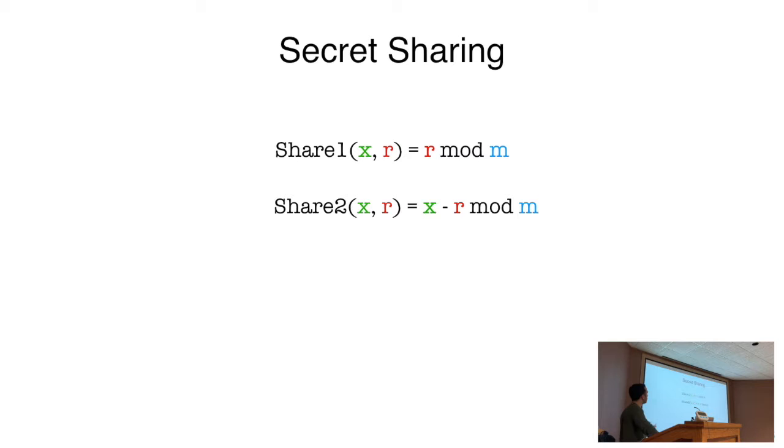So what ends up happening here is that because r is random, the value of x is only known by the person who did this process. And then share 1 and share 2 look like randomness to anyone who doesn't have x.